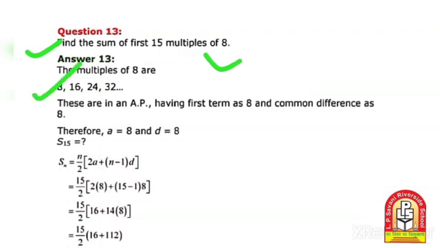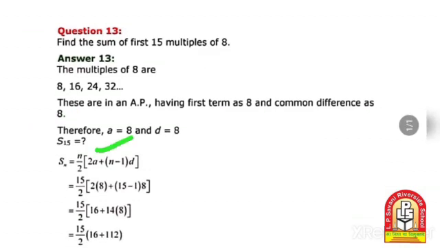The multiples of 8 are 8, 16, 24 and 32 respectively. These are in an arithmetic progression having first term 8 and common difference 8. Therefore a is equal to 8 and d is equal to 8. Just put the values in the formula.